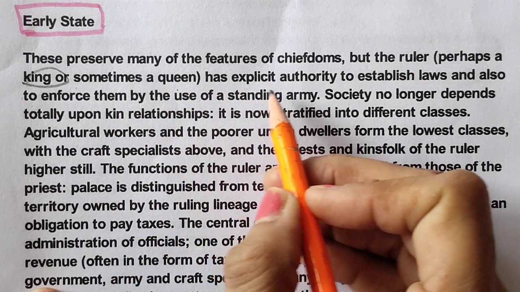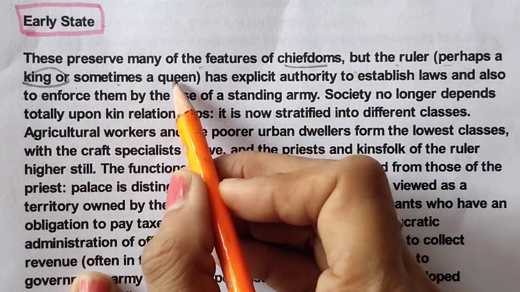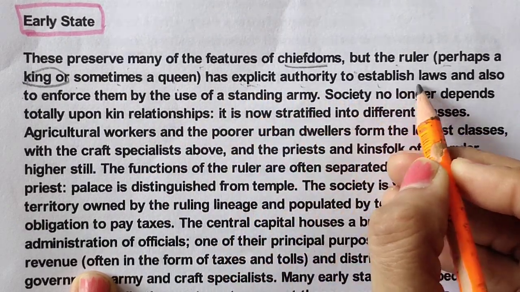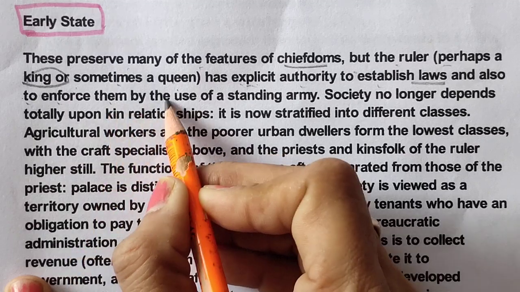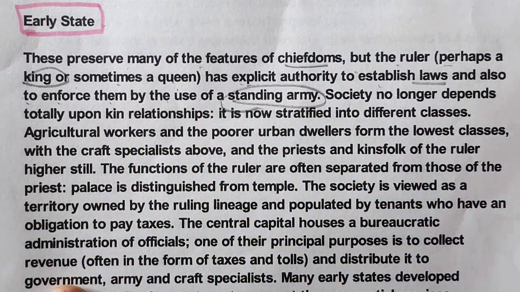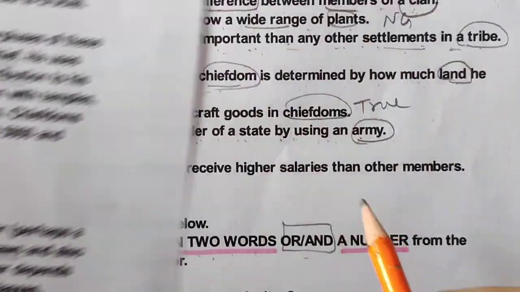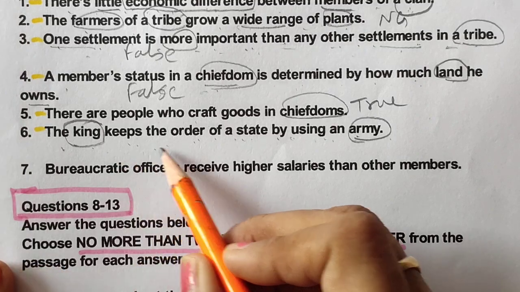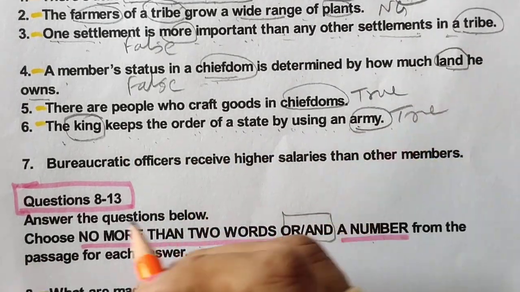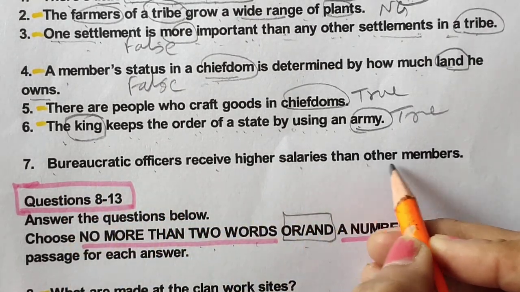Sometimes a queen. Features of the early state: the ruler, king, or sometimes a queen, has explicit authority to establish laws and also to enforce them by use of a standing army. So they are saying the same thing: to establish laws and rules, they use an army. So here, the king keeps the order of a state by using an army. This is also true.